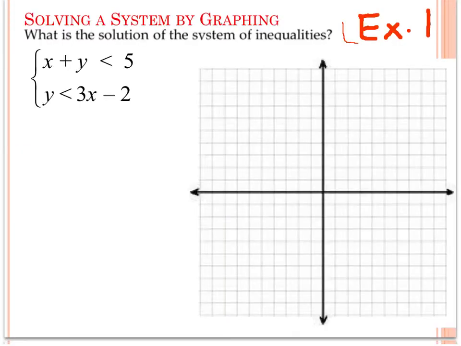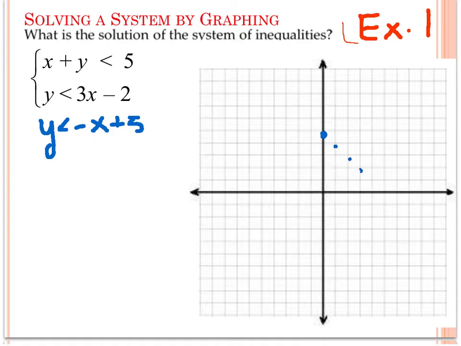Alright, so we are going to graph the system of inequalities. So first I'm going to write the top guy in slope-intercept form. So it's going to be y is less than negative x plus 5. I'm going to go ahead and graph that one first. Okay, so the y-intercept is 5, so I'm going to go up to 5. 1, 2, 3, 4, 5. Slope is negative 1, so down 1, right 1, down 1, right 1.